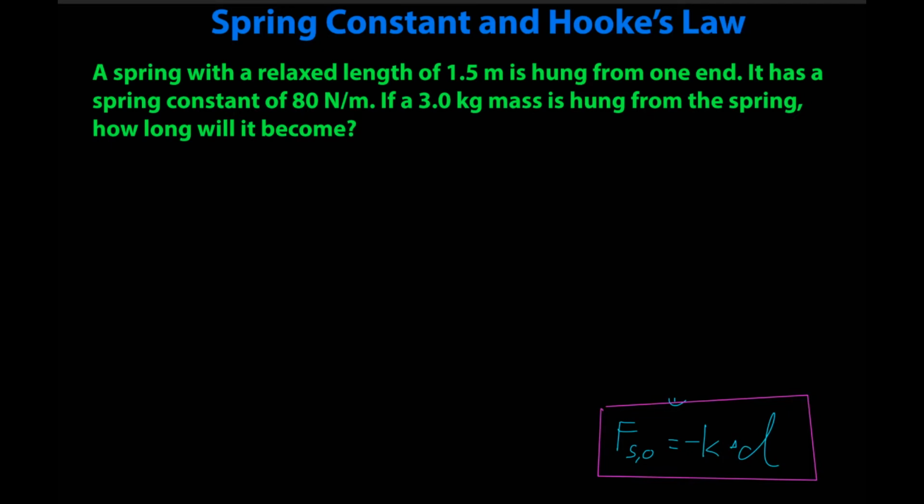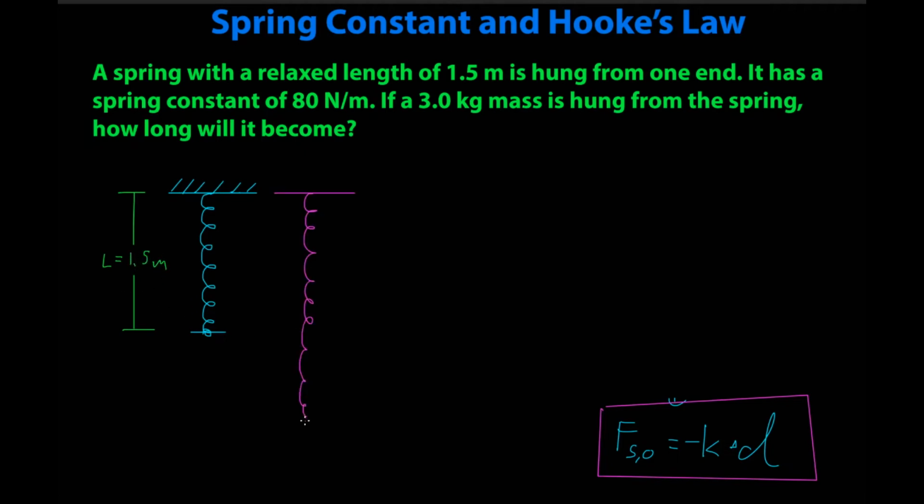So this is a pretty common setup. A spring with a relaxed length of 1.5 meters is hung from one end. It has a spring constant of 98 newtons per meter. If a 3.0 kilogram mass is hung from the spring, how long will it become? In other words, what will the new length of the spring be? So here is my spring. Current length is 1.5 meters.